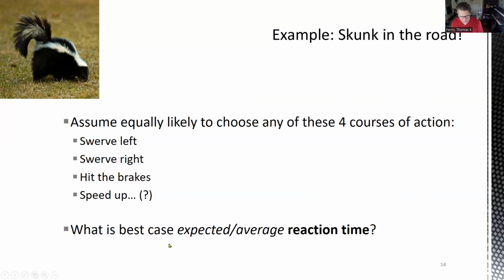So what is the base case? And I use those key terms, expected or average reaction time. So I could say, well, what is the reaction time if you swerve right? Or what is the reaction time if you swerve left? I'm not asking that. I'm saying consider all of these, and what is the expected reaction time, could be any of these that are ultimately chosen, or what is the average reaction time in this context?